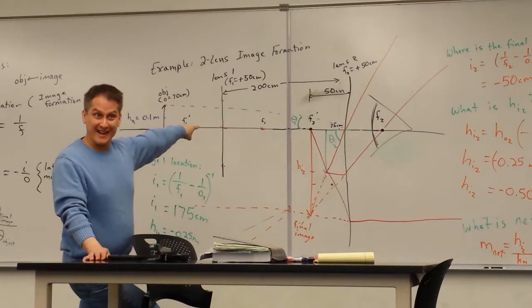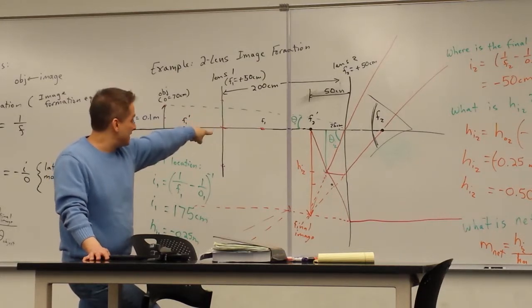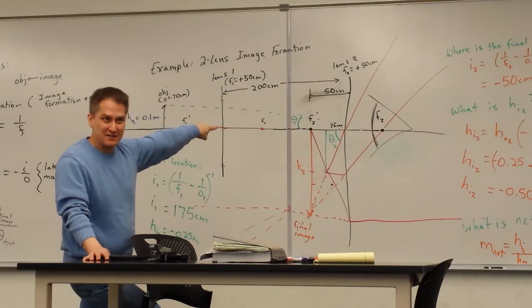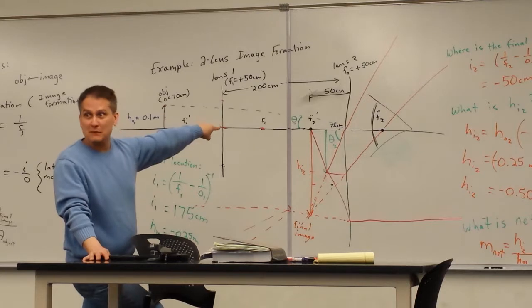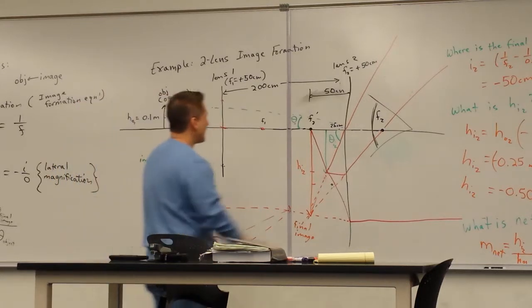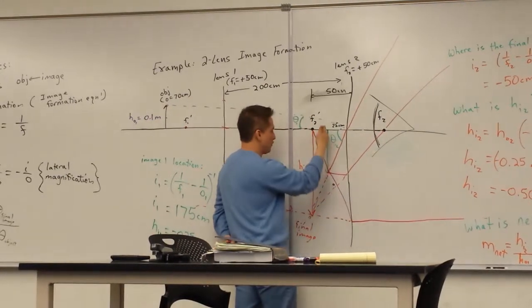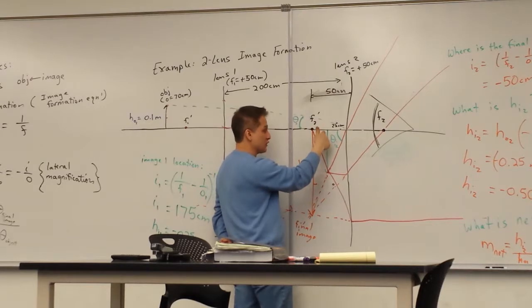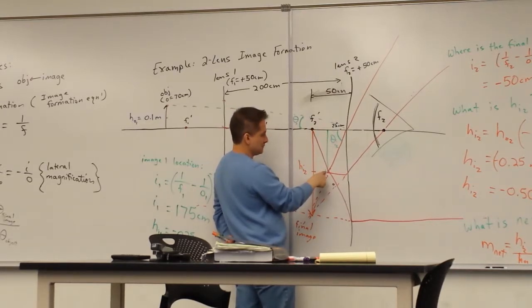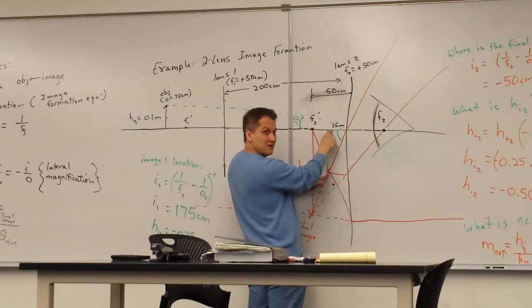In order to get a final image you can see, you need the first image to be outside of the focal length of the second lens. And those are the conceptual things to think about. So I'd have to move this lens back so that wherever that original image was, which was over here somewhere, I have to move this lens so that I have to move F2 onto the other side.